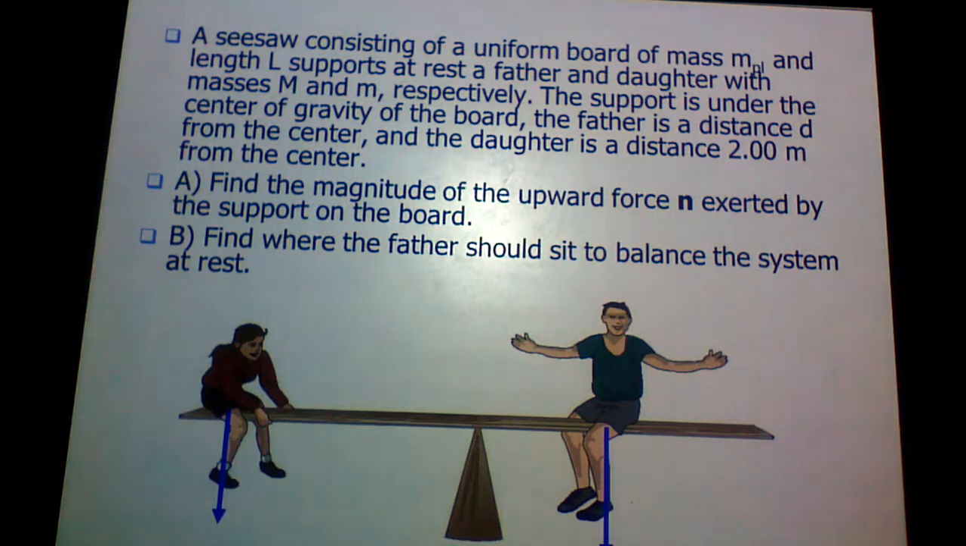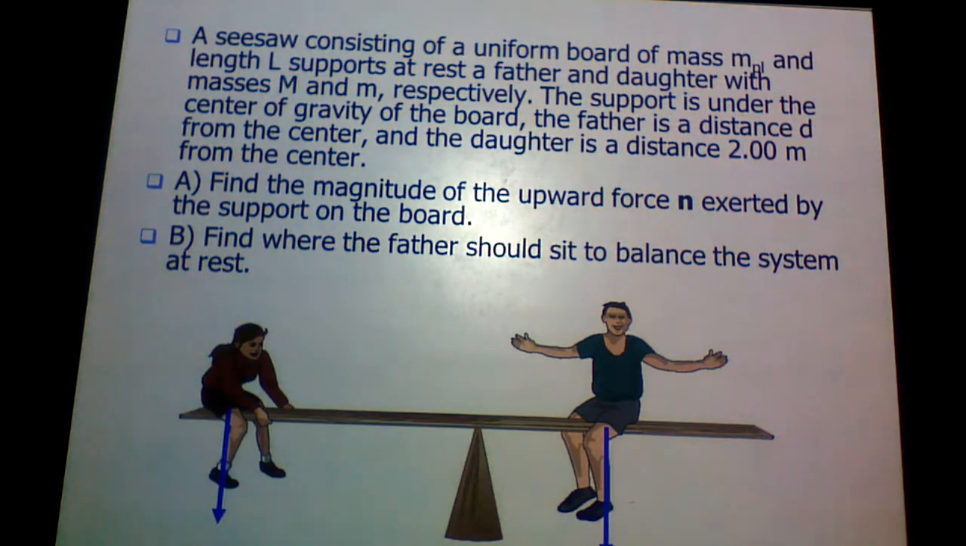So the support is under the center of gravity for this particular board, and we know that the father is a distance d away from the center. So if this is my pivot point, this is my center of gravity here, the father is a distance d away, and then it says the daughter is a distance 2 meters away from the center. So we actually know this distance from the center to the daughter is 2 meters.